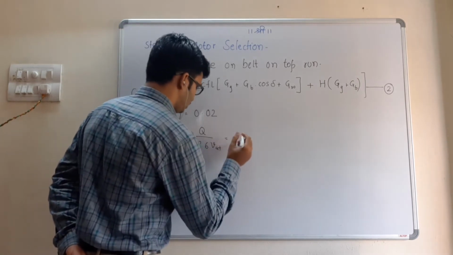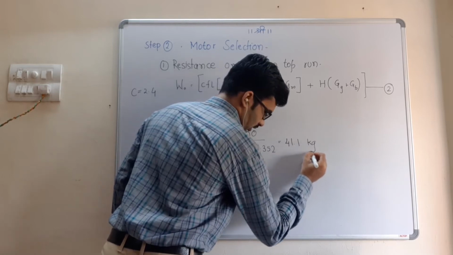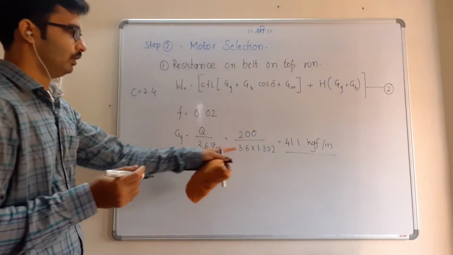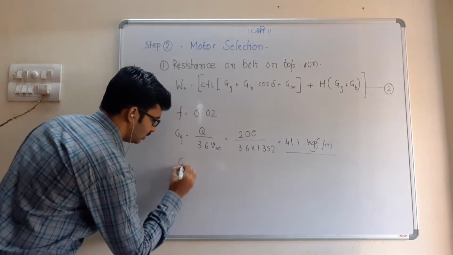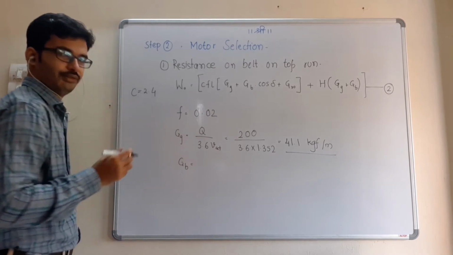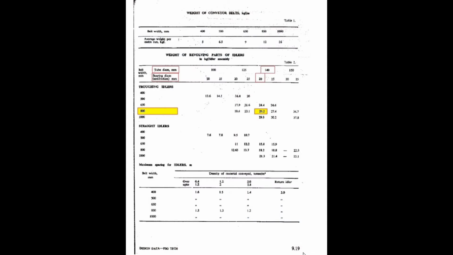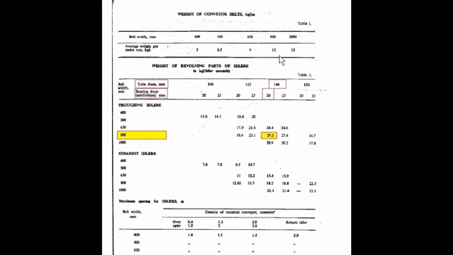So here it is 41.1 kgf per meter. You have to calculate it using the values. Then GB. Now this value you have to refer from the PSG book. So from PSG 9.19 we will take the average weight per meter run GB. For an 800 mm belt, GB is 12 kgf per meter.